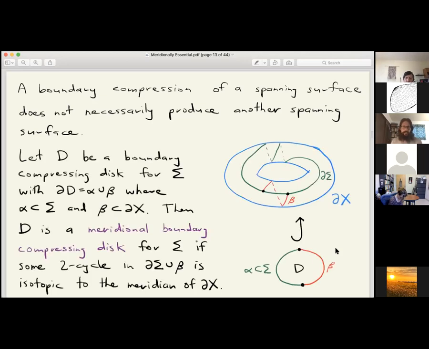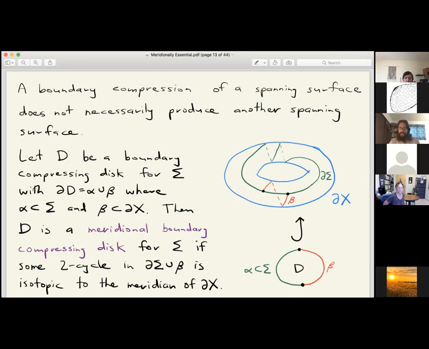So there's a slightly better notion. This is due to Adams and Kindred, and this is what's called a meridionally essential surface. So the definition here for a meridional compressing disk, so we are only interested now in a special type of boundary compression. So D here is my compressing disk. Its boundary decomposes into two arcs. One of them is green here. It lies on the spanning surface. The other one, red, beta, it lies in the boundary, the torus boundary of our knot exterior.